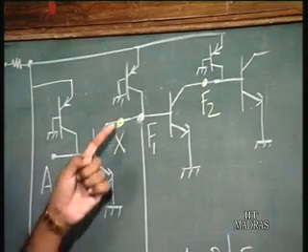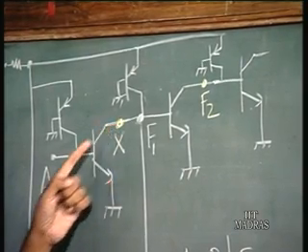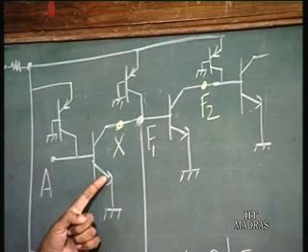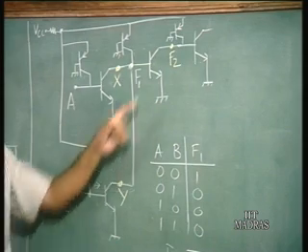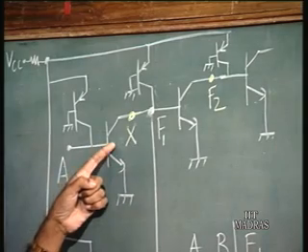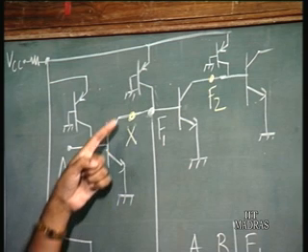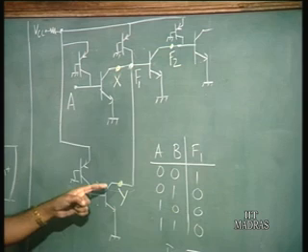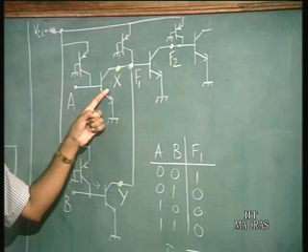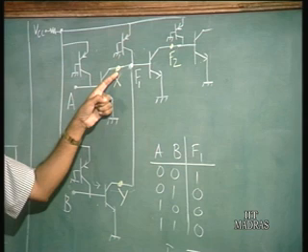That is, x is the logic value at the collector of this transistor, and y is the value at the collector of this transistor, and f2. That is, if this transistor is in saturation, we shall say x is low, and if this transistor is cut off, we say x is high.